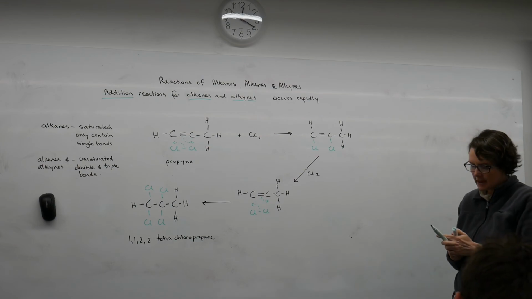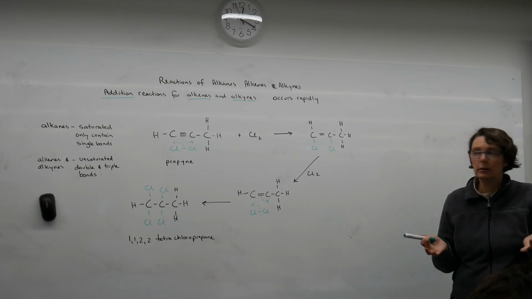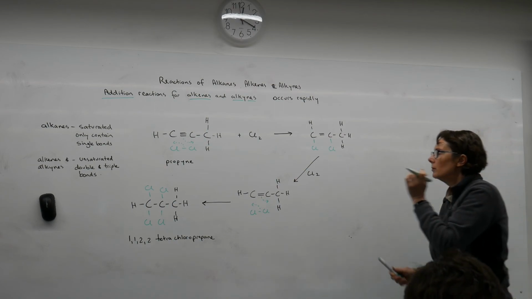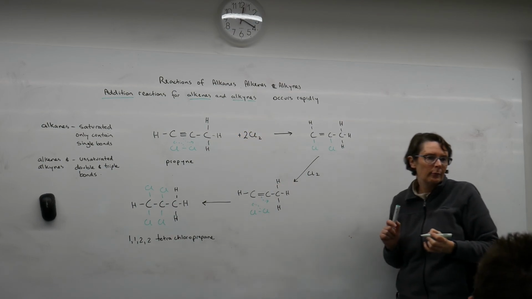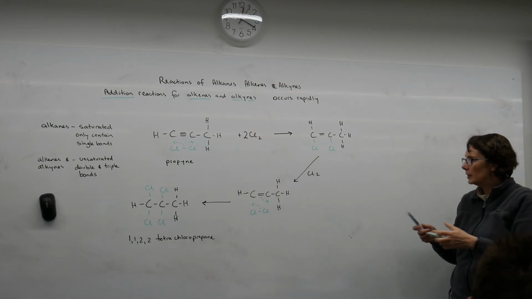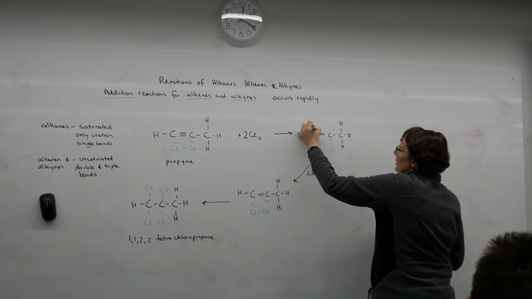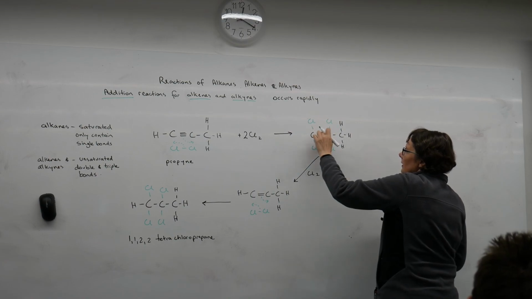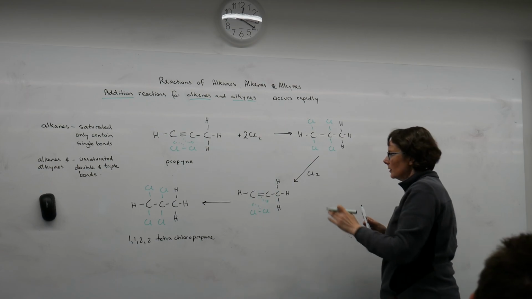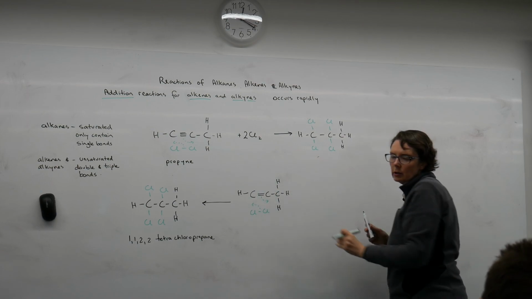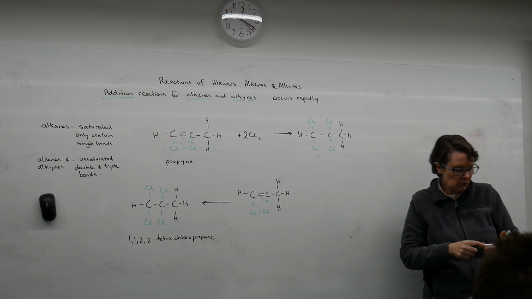Now, I could have, I guess, done this in one step. I could show you that this actually would work in one step if I did this. I just need 2 chlorines and then that would be my product. Does that make sense? But all I was doing there was showing you that it occurs in 2 steps.